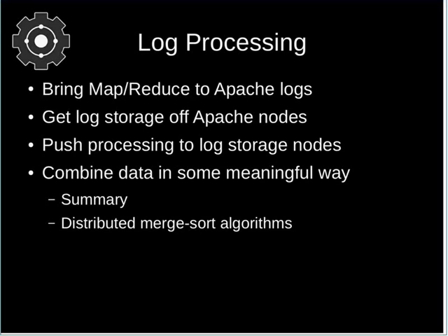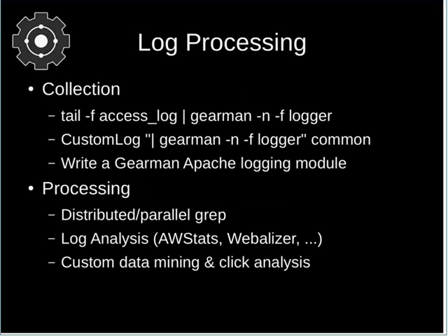Now, doing this is essentially 2 steps. First, you need to collect it. And with the Gearman command line tool, this can be extremely simple. If you have an access log, you can simply tail -f the access log, pipe that into Gearman, and then this sends one job per log line entry, essentially, into the Gearman job server.